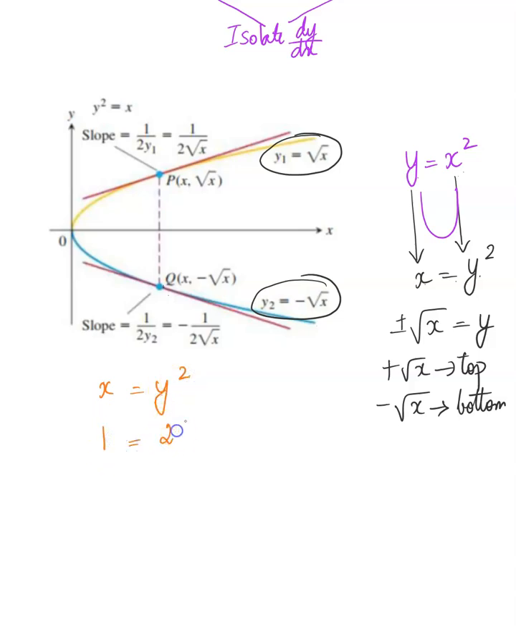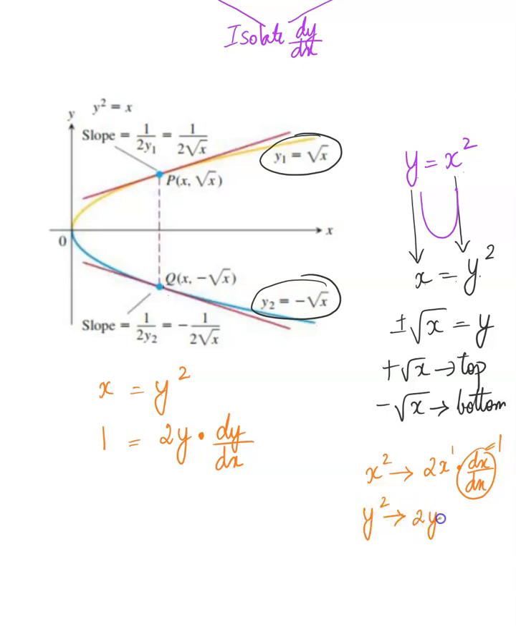Remember the chain rule or the power rule. 2y times dy over dx. If it was x squared, we call it the power rule because you do 2x to the power 1, right? You don't do the times dx over dx because dx over dx actually is equal to 1. But if it is y, it is not the x itself.